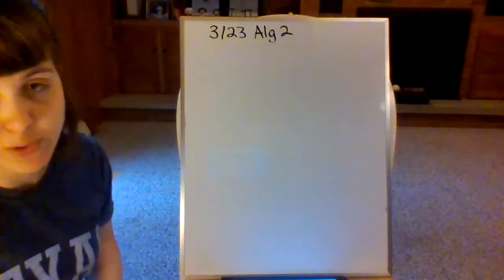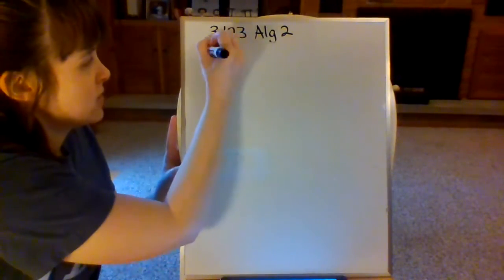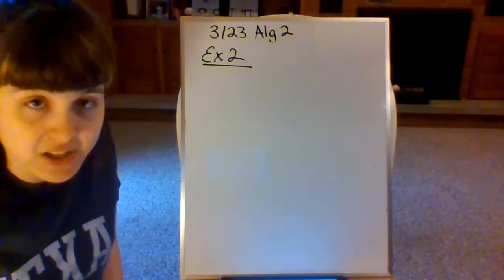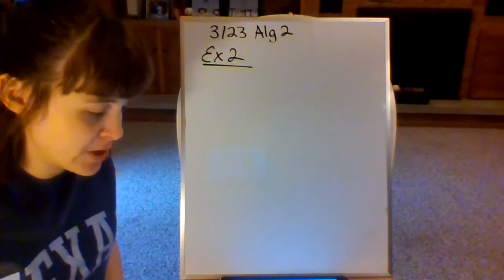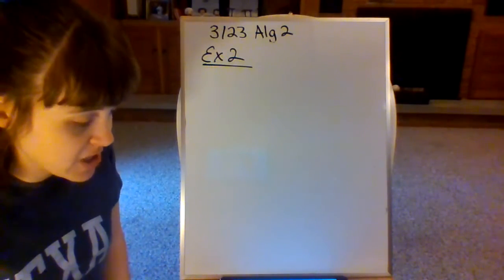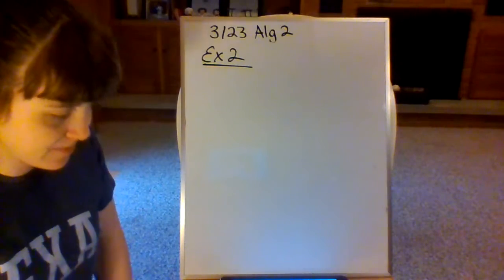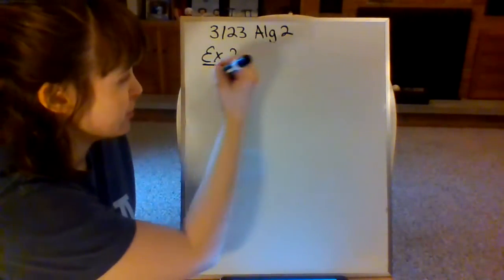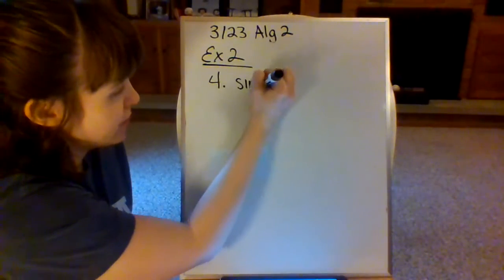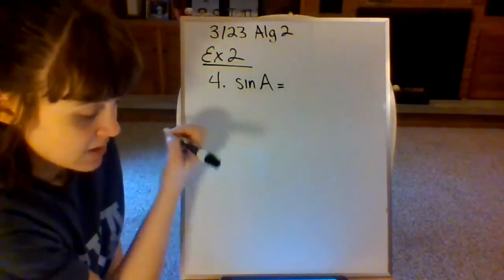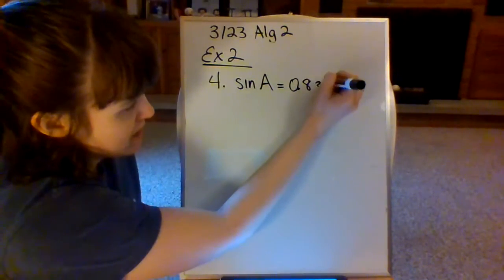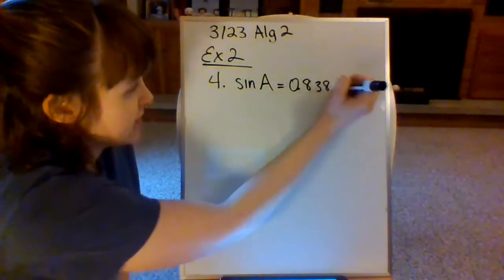So we're on to example 2 of your notes. Alright, so the instructions say, find each angle measurement using sine inverse, cosine inverse, or tangent inverse. Round each answer to the nearest degree. Alright, so number 4 says sine of angle A, we don't know what that is yet, equals 0.838671.